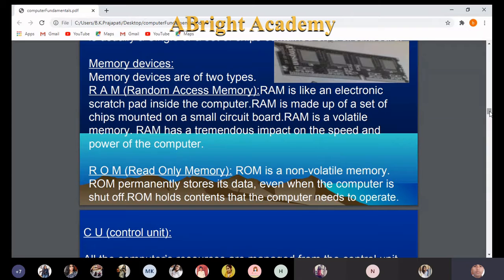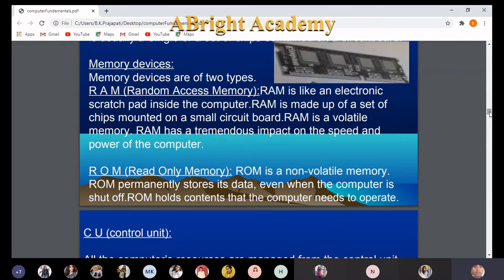Then ROM, read only memory. ROM is a non-volatile memory. ROM permanently stores its data even when the computer is shut off. ROM holds content that the computer needs to operate.